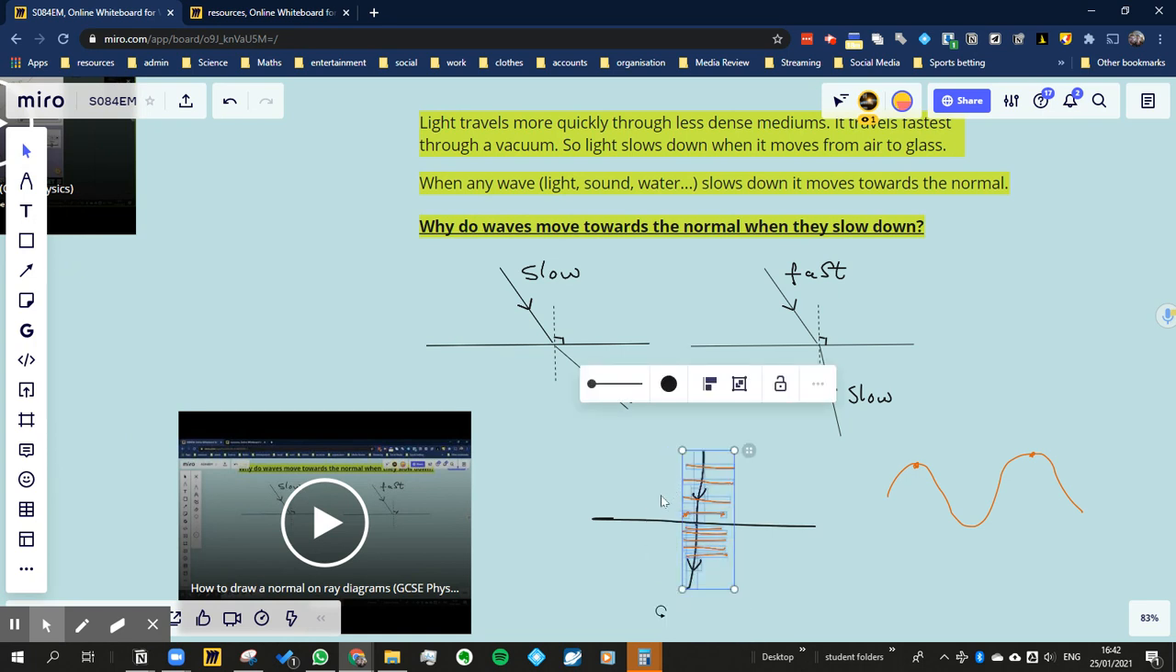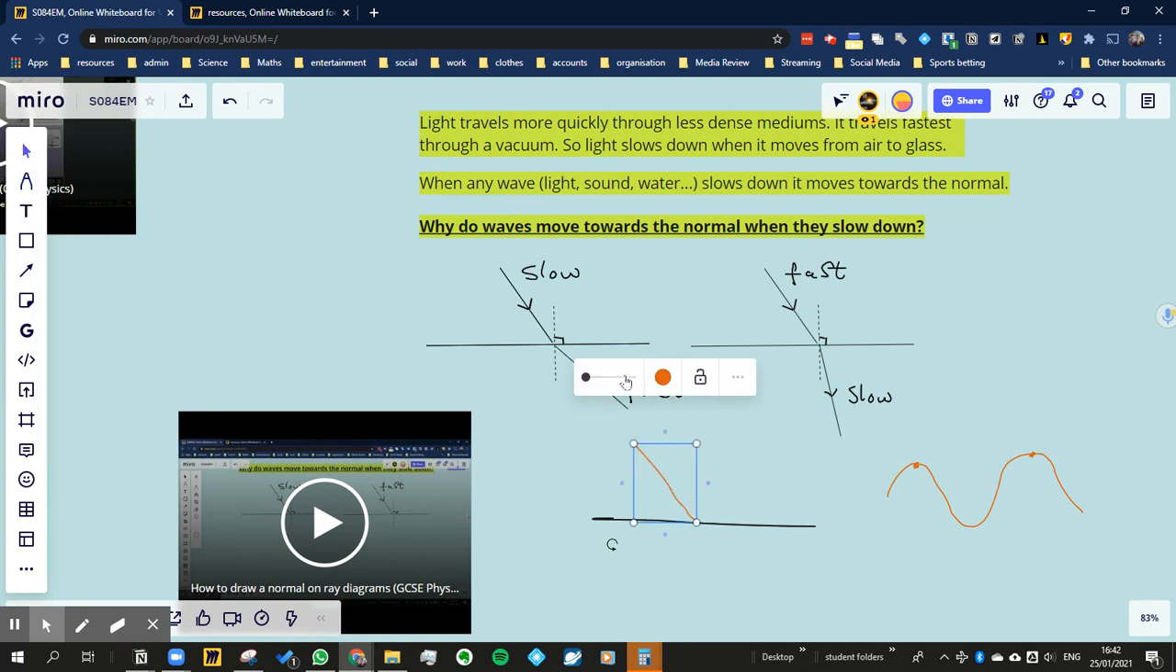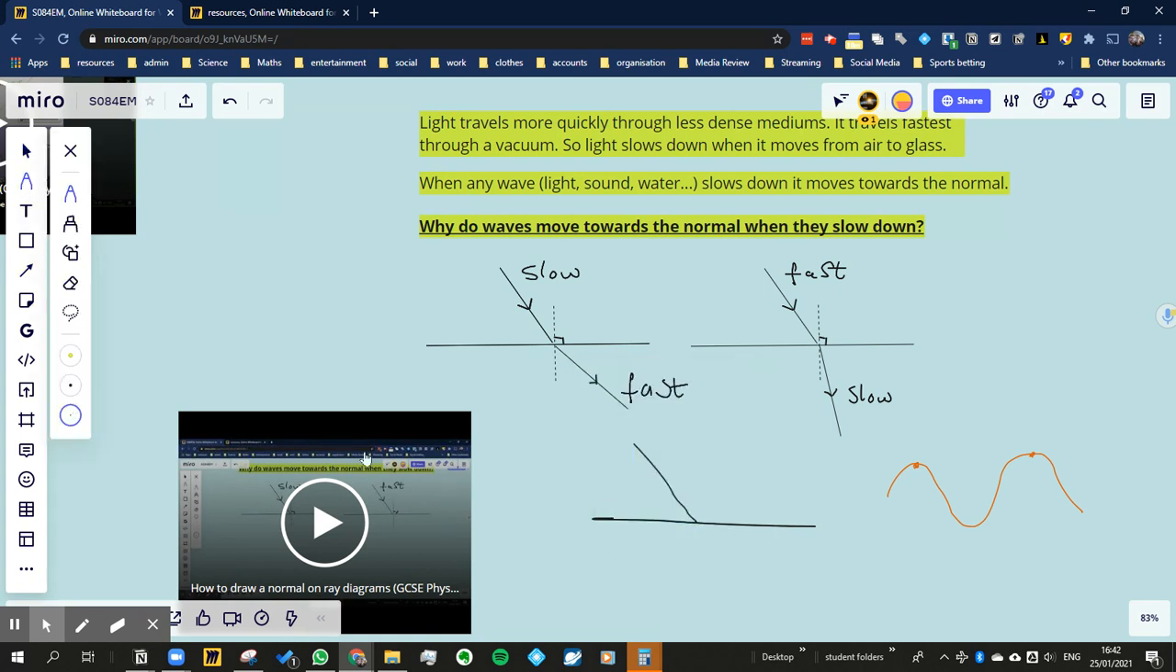Now, if it went off at an angle like this, let's color that in black, then this time it is going to slow down. So we draw these wave fronts. They should be at right angles to the actual wave, to the ray. And now you can see that one side is going to slow down sooner than the outside edge. And so you end up with this.